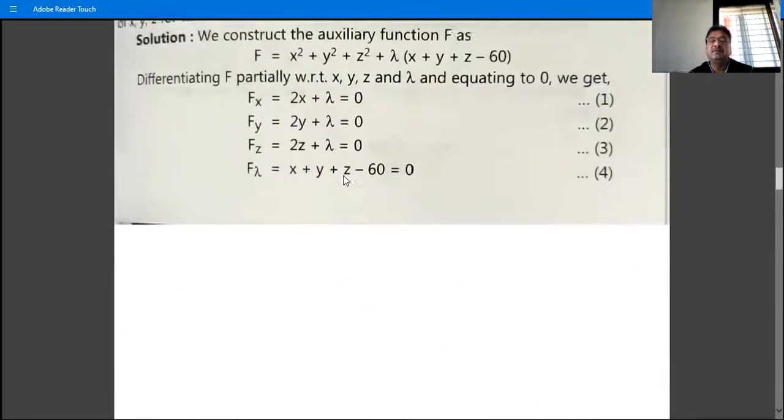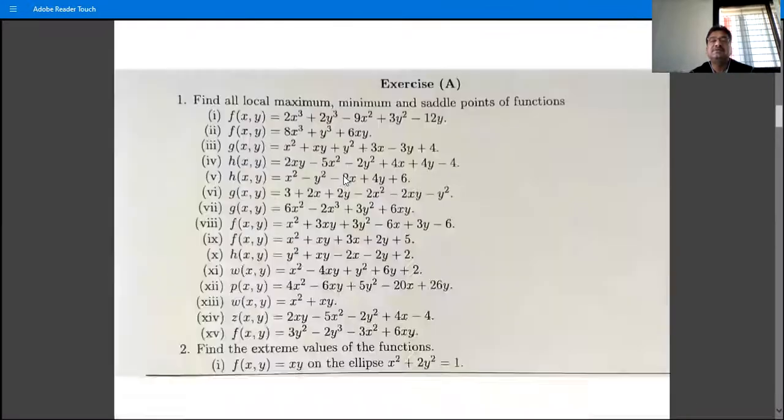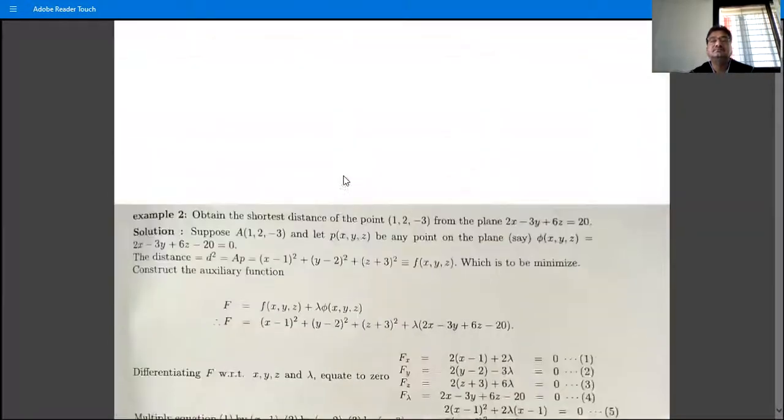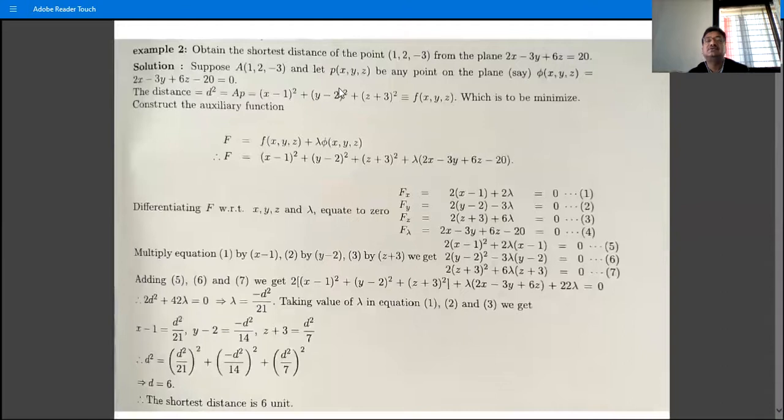Okay, so some other problems. This is also solved in the previous lecture. Instead of +3, here it is -3. So find the shortest distance of the point from this plane. Suppose the point P(x, y, z) lies on the plane. Therefore, this equation is satisfied. Therefore, this is the condition.